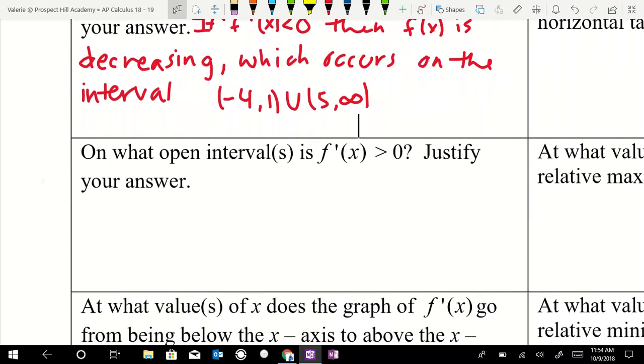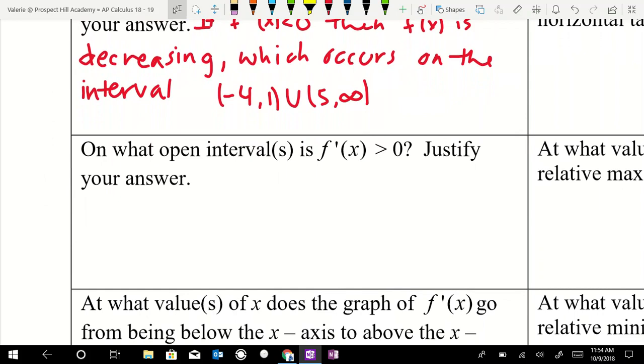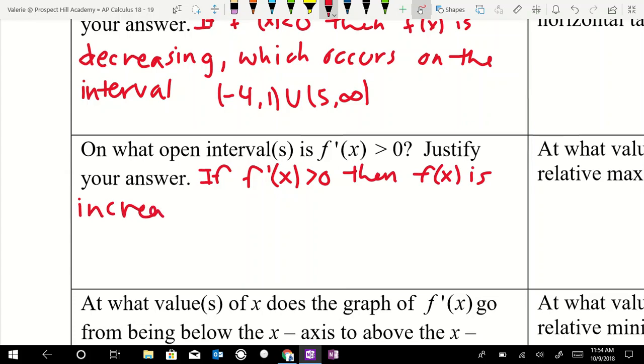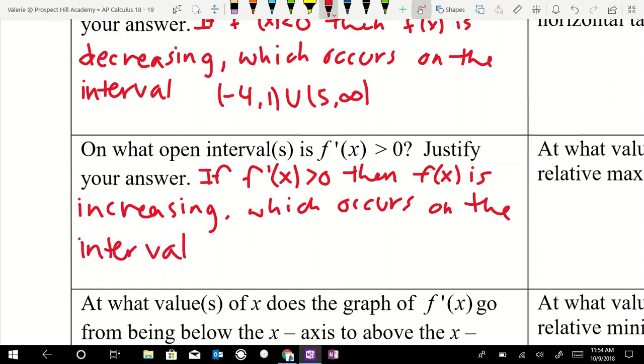All right, now we want to know on what open intervals is f prime of x greater than 0. Justify your answer. So again, we're going to justify use first, and then we're going to tell what our justification means. So if f prime of x is greater than 0, then f of x is increasing, which occurs on the interval -infinity to -4 and 1 to 5.